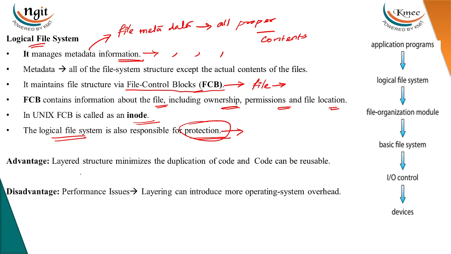The advantage of layered architecture is that it minimizes the duplication of code, and code can be reusable. But the problem with layered architecture is that it gives more overhead on the operating system, because as you go from one layer to another you need to use several system calls, with different parameters added as you move from one layer to the other. This leads to extra system overhead.